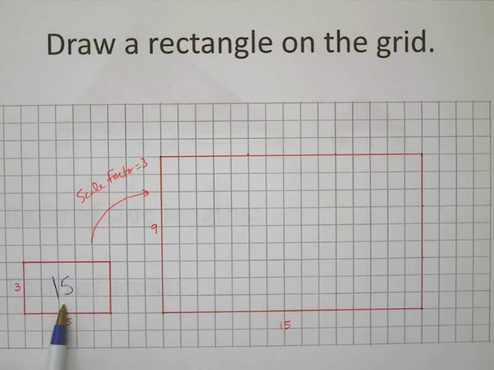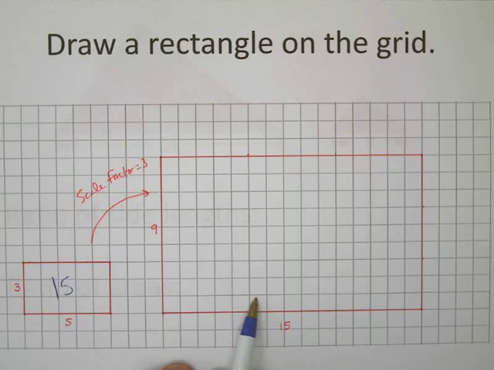15 times 3 is 45. So is the area of this thing 45 boxes? And you'll see right away that the answer is no, it's not. It's 135, actually. 135 boxes in there. How did I get that? I took 15 times 9.